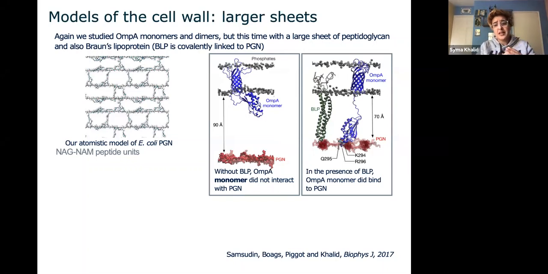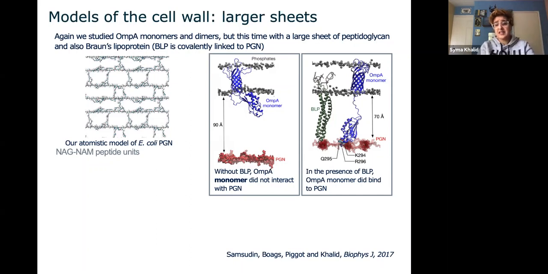As we ran our simulation, we found that bronze lipoprotein was able to tilt a little bit. It was able to kink a little bit. And in doing so, it led to a reduction in the gap between the membrane and the cell wall, so between the protein OMP and the cell wall.